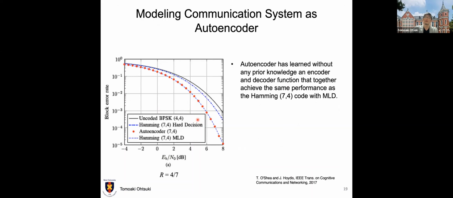This is an example of block error rate performance of the autoencoder-modeled system, block error rate versus Eb/N0. The code rate is 4/7. This one is the uncoded BPSK case, this blue dotted line represents the performance of Hamming 7/4 with hard decision, and this blue dotted line represents Hamming 7/4 with MLD. The interesting thing we can see in this figure is that the autoencoder 7/4 achieves almost the same performance as Hamming with MLD. That means the autoencoder, while it needs training, has learned without any prior knowledge of the encoder and decoder functions and the error correction ability. That's very interesting.